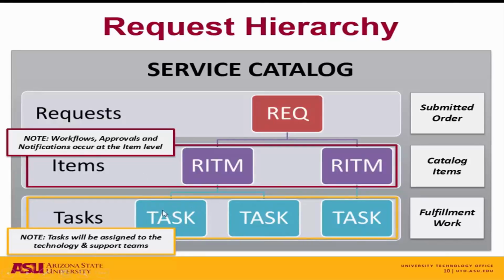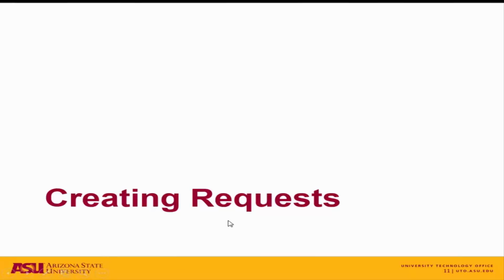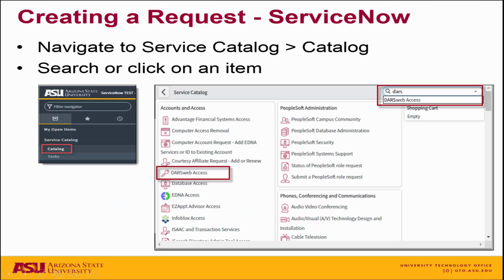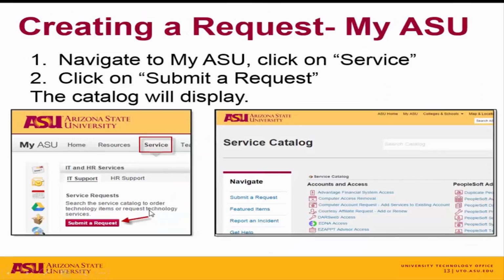Let's look at how to request a technology service or item from the catalog. When you're in ServiceNow, you can go to the Service Catalog application and click on Catalog. The Service Catalog will appear, and you can either search for your item or find it in the list and click on an item. If you're in MyASU, you can click on the Service tab, and then on Submit a Request, and the Service Catalog will appear in the MyASU interface.